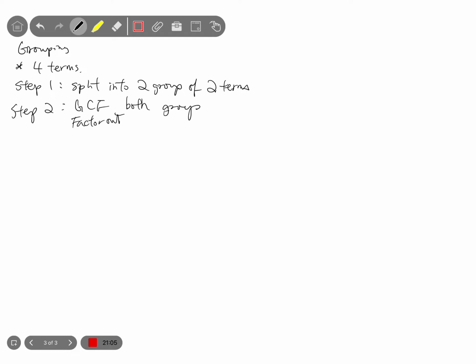So let's go ahead and look at the first problem. Let's make sure we've got a proper setup. You've got 2p squared minus p minus 2p plus 1, and we definitely have 4 terms. Remember, terms are separated by plus and minus signs? So we definitely have 4 terms. And then we're going to split this into 2 groups, right down the middle. So the first group is 2p squared minus p, and the second group is negative 2p plus 1.